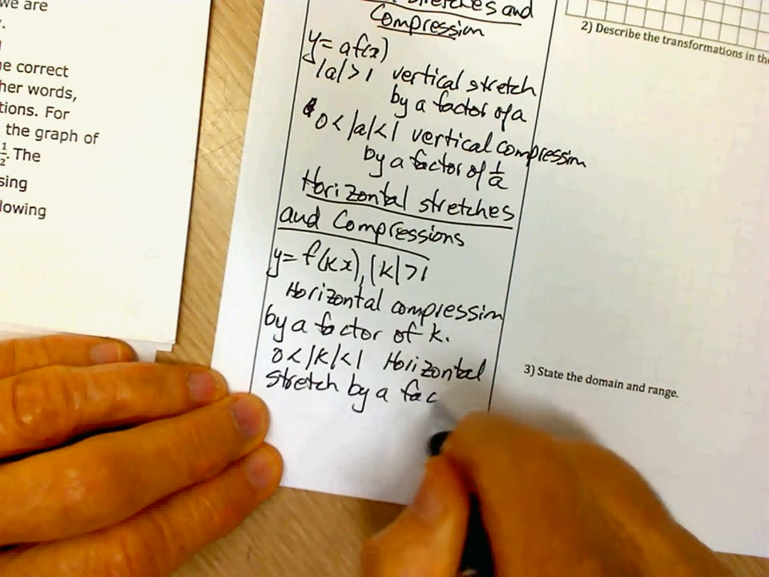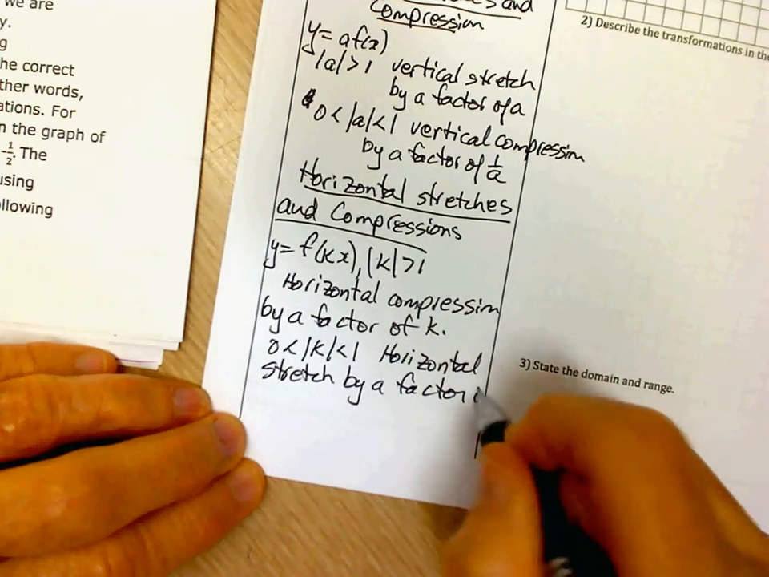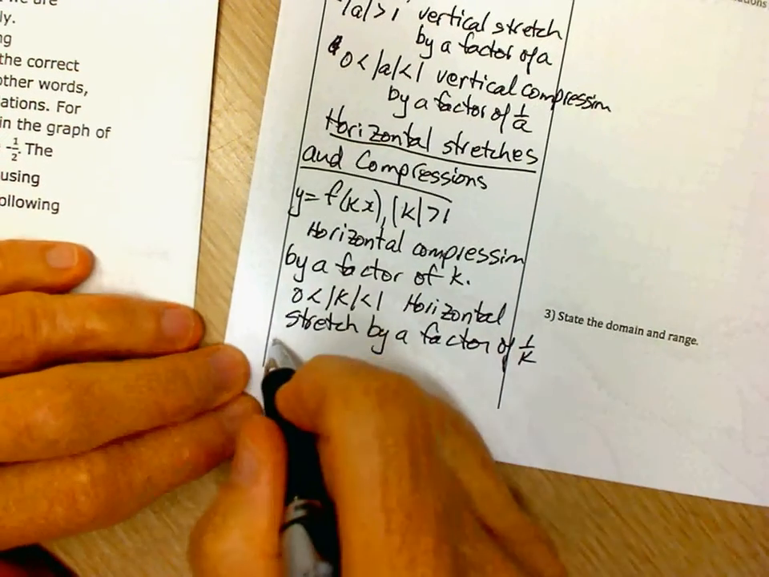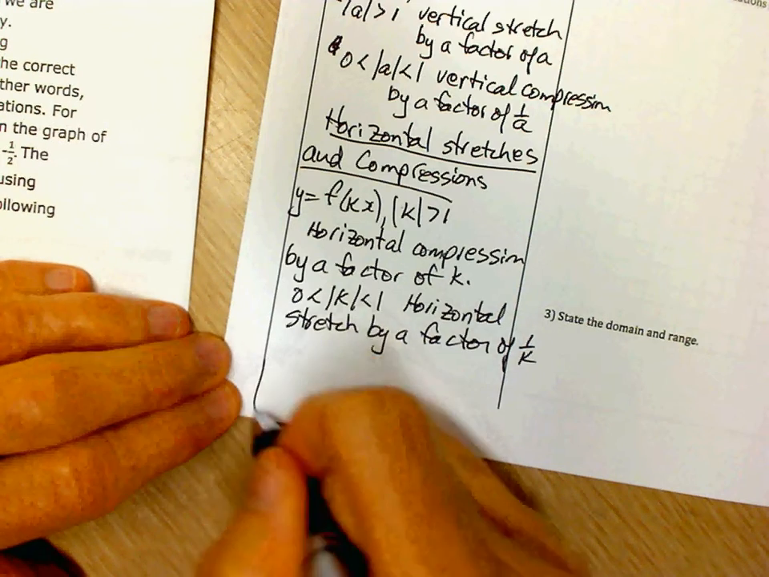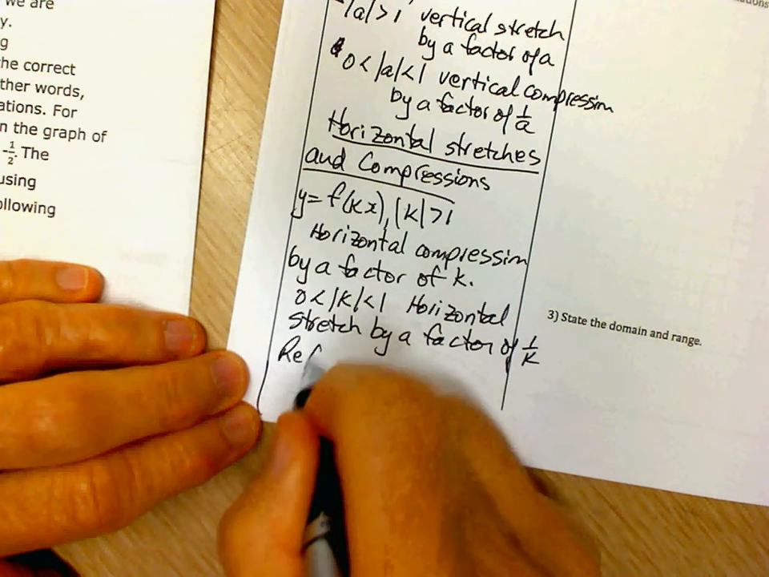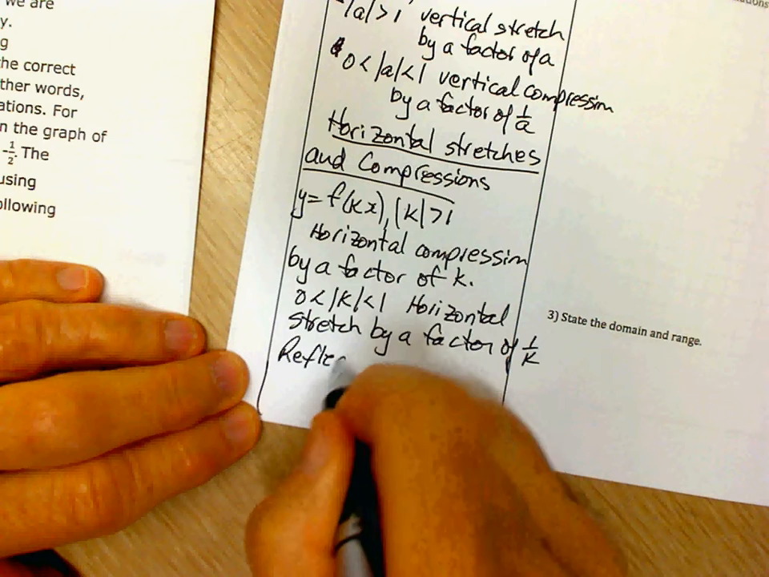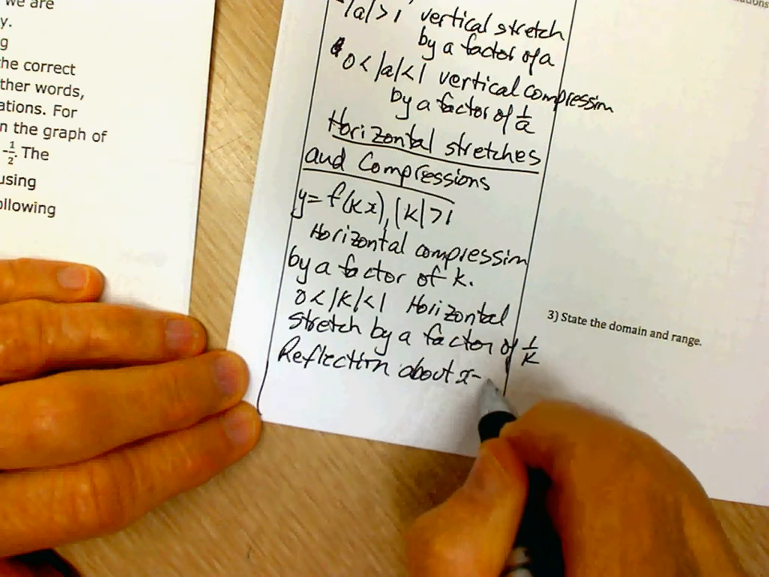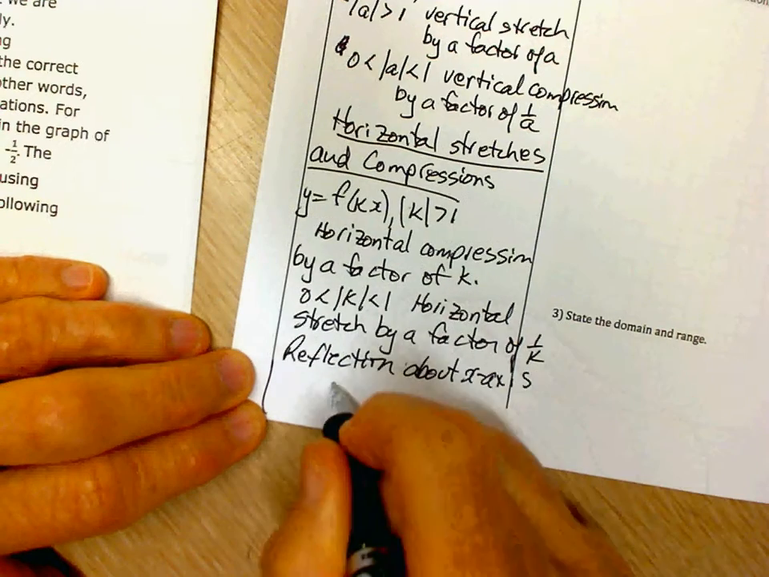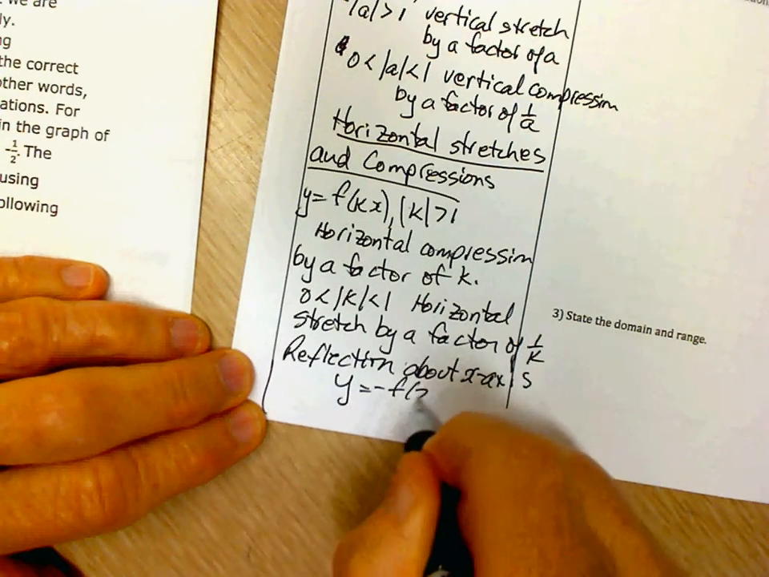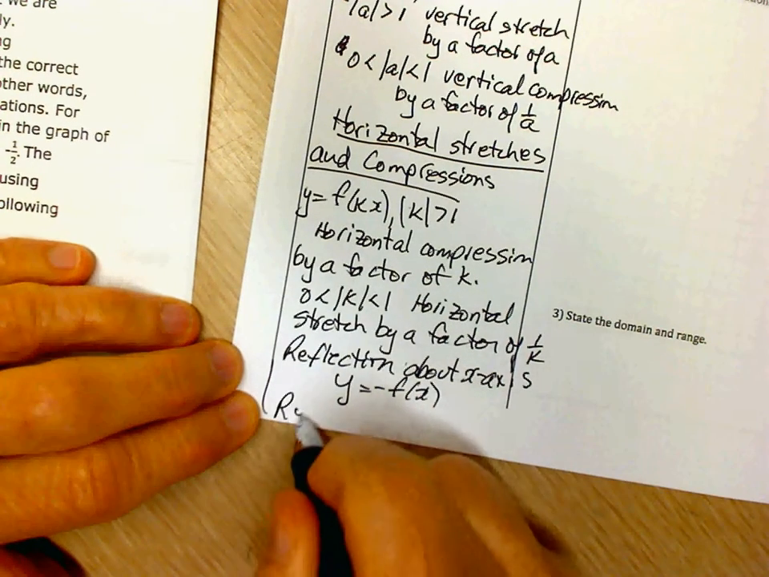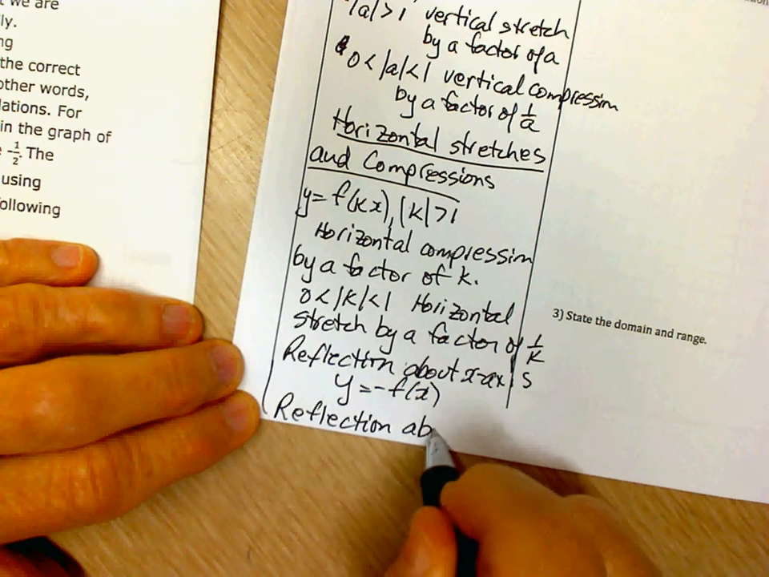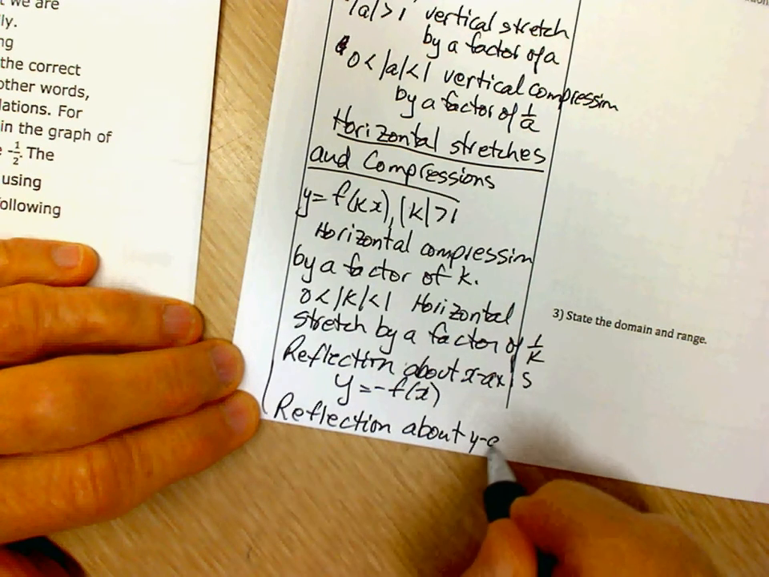Okay, now if we have a reflection about the x-axis, your function looks like this. And if you have a reflection about the y-axis, your function will have a negative sign, y equals f of negative x.